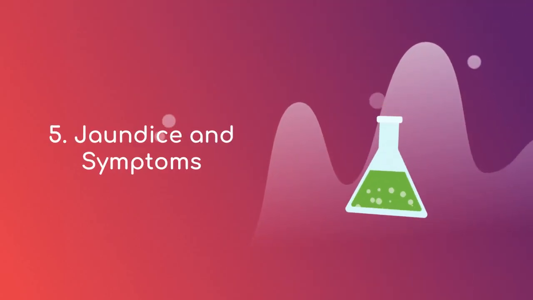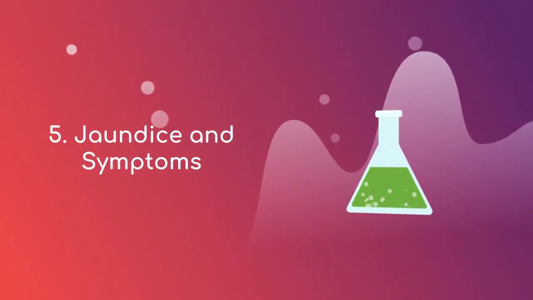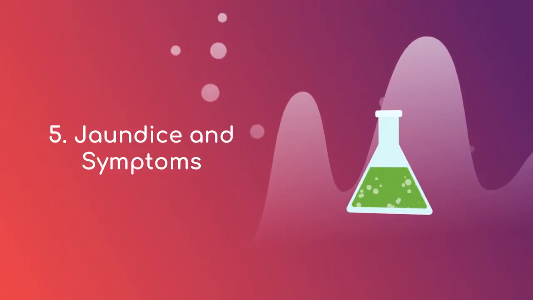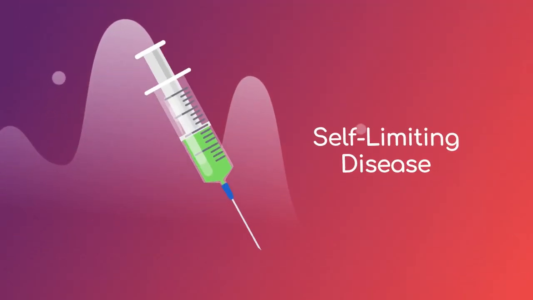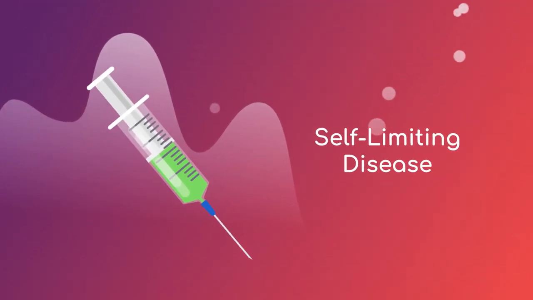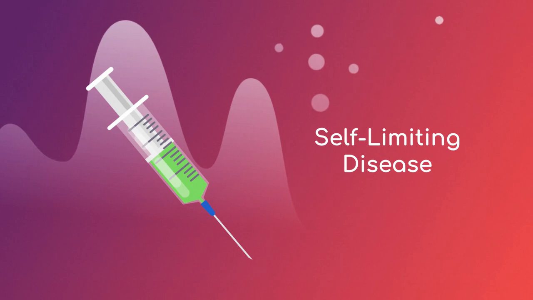Damaged liver cells leak enzymes and bile, leading to jaundice, yellow skin and eyes. The liver can usually heal itself. That's why hepatitis A is self-limiting and rarely causes long-term damage.